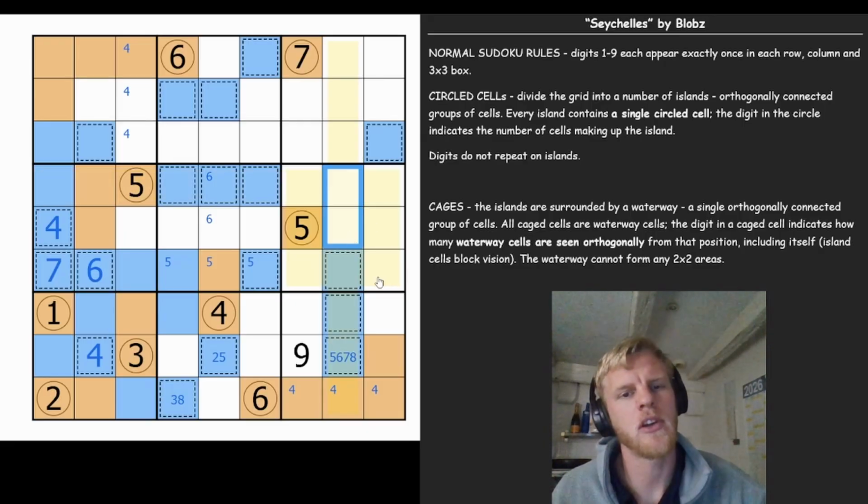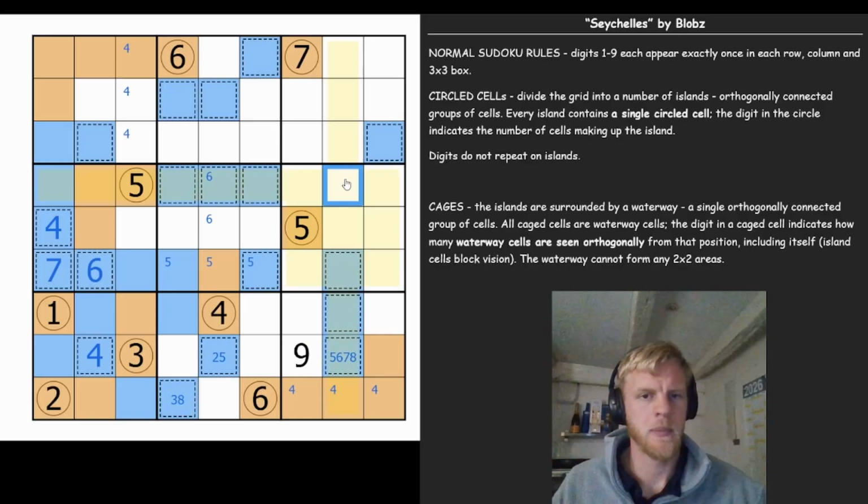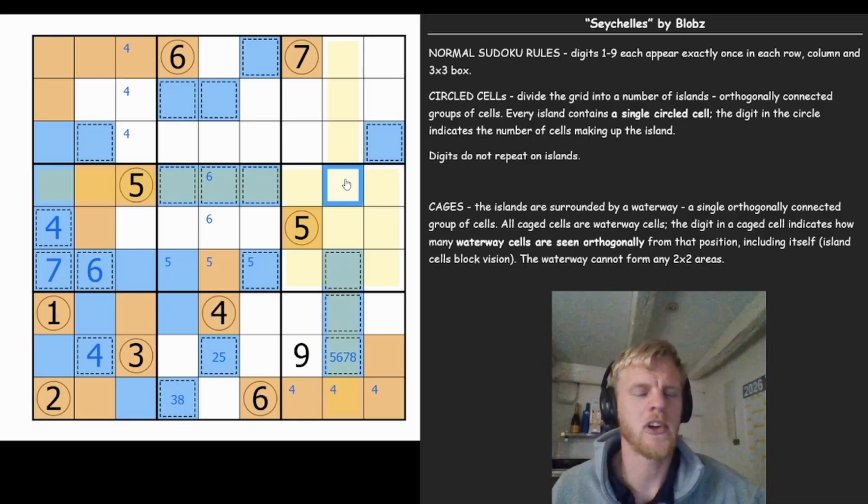But those together can't be water because this would be a 2 by 2 water area, because the 6 doesn't reach that far up. So it cannot be an 8, no matter how. 4, 5, 6, 7, 8. This can't be the water, right?